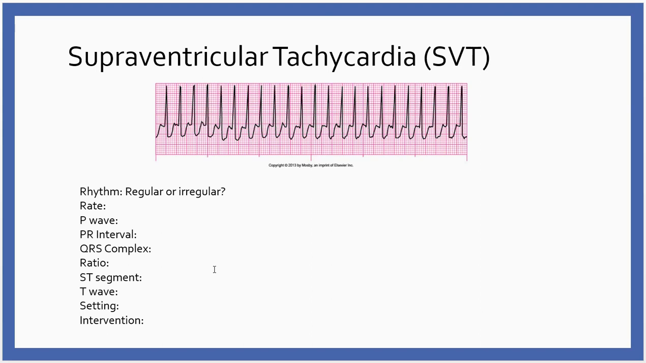If adenosine didn't work and they remain stable, then we could consider beta blockers or calcium channel blockers. But if this patient was unstable at any time or unstable to begin with, then the recommendation is a synchronized cardioversion to get them back into a sinus rhythm.